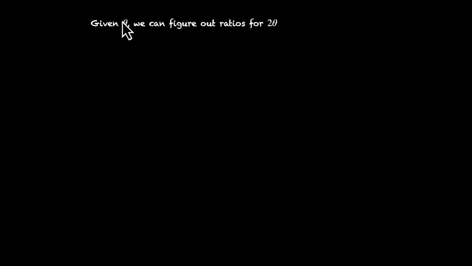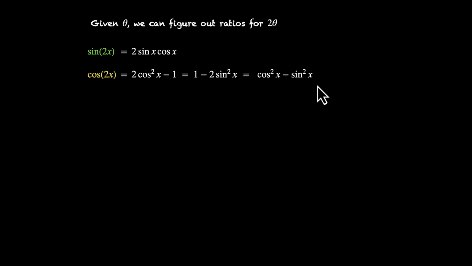If we know the value of theta, we can figure out the ratios for 2 theta. We have these identities for us. Sine 2x is 2 sine x cos x. So if we know sine x, we can figure out cos x, and using both of these, we can figure out sine 2x. For cos 2x, we have 2 cos square x minus 1, or 1 minus 2 sine square x, or cos square x minus sine square x. So if you know the value of cos x, we can figure out the value of cos 2x.